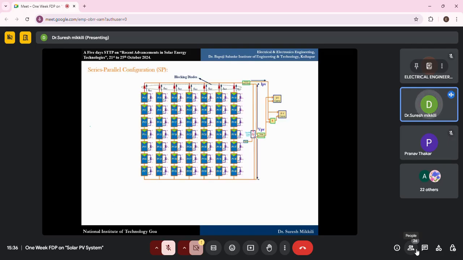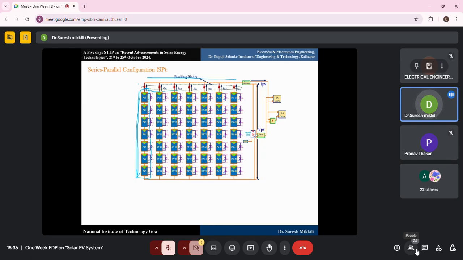Similarly, series parallel configuration we have seen yesterday. In that, a 7 by 7 structure we have taken. In a string, the modules are connected in series, whereas the strings are connected in parallel. Each string is connected in parallel with the other strings. So this is what series parallel configuration is.